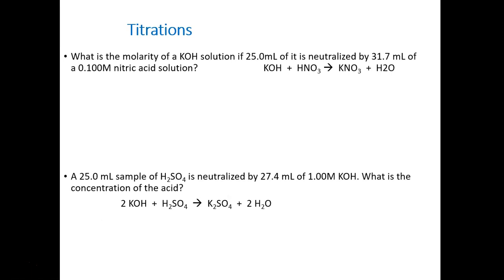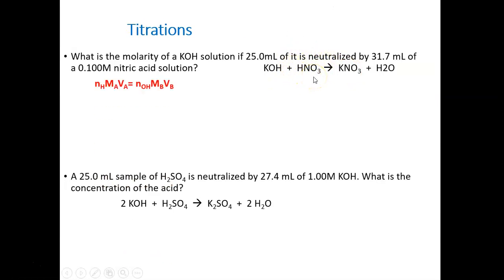All right, so what is the molarity of a potassium hydroxide solution if 25 milliliters of that solution is neutralized by 31.7 milliliters of a 0.1 molar nitric acid solution? Okay, so first we have to know what our acid and what our base are. Now, potassium hydroxide is our base, and the clue there is that it ends in hydroxide, OH. And HNO3 is nitric acid, that's our acid, and the clue is that it starts with a hydrogen.